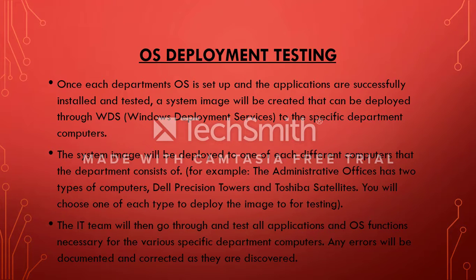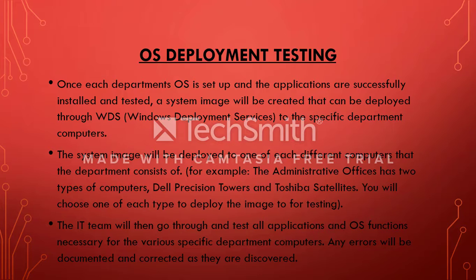OS deployment testing. Once each department's OS is set up and the applications are successfully installed and tested, a system image, which will be department specific, will be created that can be deployed through WDS to specific department computers. The system image will be deployed to one of each different computer that the department consists of. For example, the administrative offices have two types of computers, the Dell Precision Towers and Toshiba Satellites. You will choose one of each type to deploy the image to for testing.